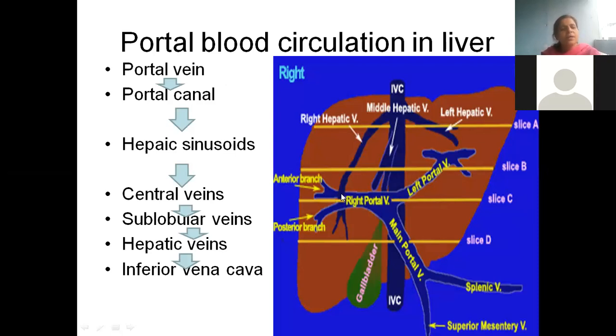They will enter into the hepatic sinusoids, which I have shown you when we saw the histology of the liver. In the center of the hexagonal hepatic lobule, we will see the central vein. From there, the venous blood is collected into sublobular veins, and from there, finally, into hepatic veins. From the hepatic veins, the blood is finally collected into the inferior vena cava, IVC.